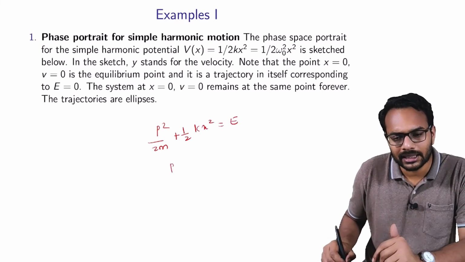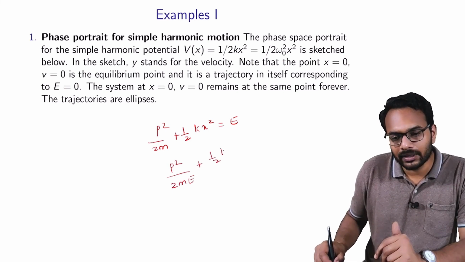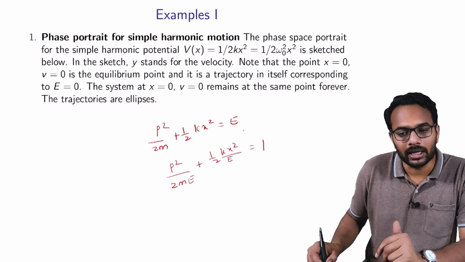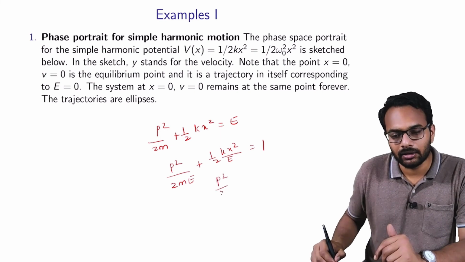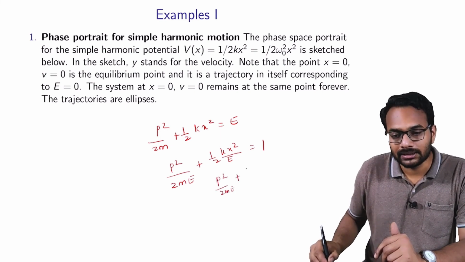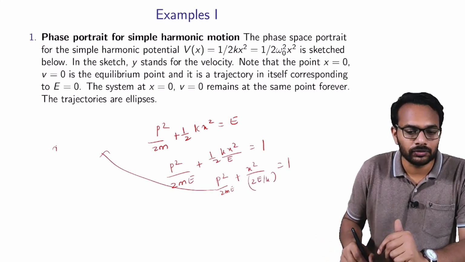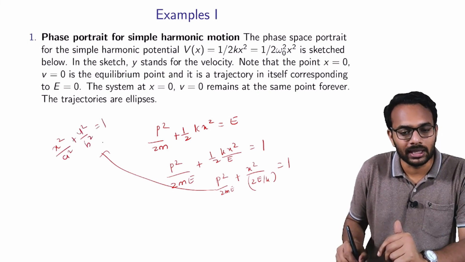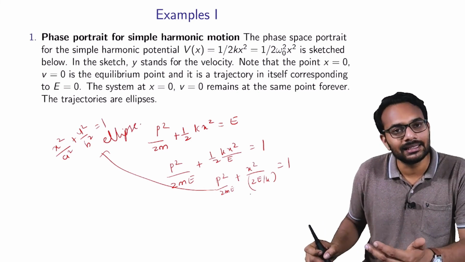This means that p squared divided by 2m plus half kx squared is equal to E. We just divide throughout by E. Now we can write this as p squared divided by 2mE plus x squared divided by 2E by k is equal to 1. What is this equation? This is of the form x squared by a squared plus y squared by b squared equal to 1, and this has to be an ellipse. So we immediately see that these are ellipses.